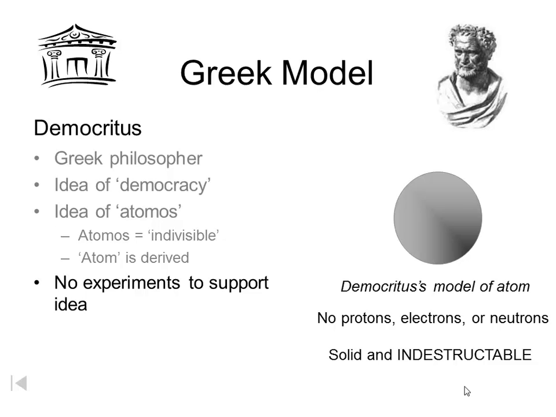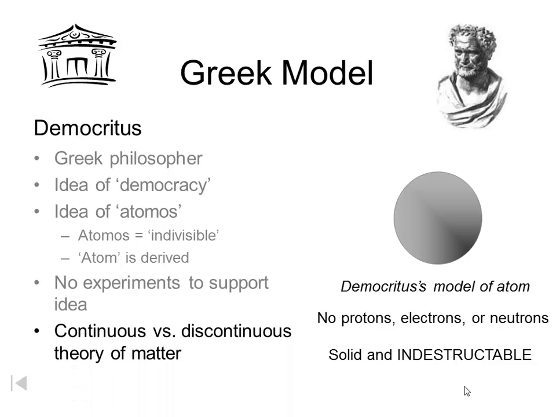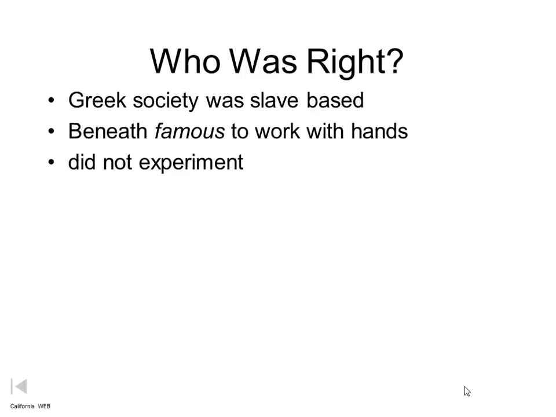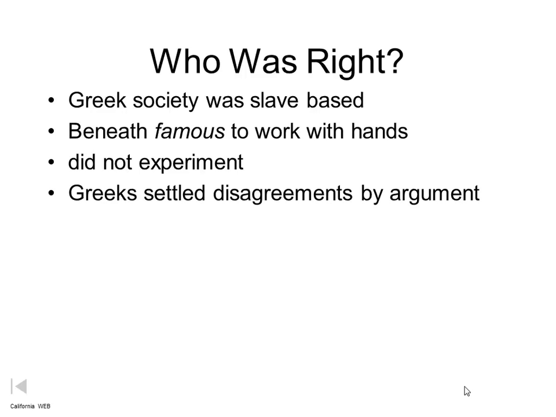There were no experiments. Back in ancient Greece, what did they do? They debated. They talked about it. Blah, blah, blah. And it wasn't a society like we are today. So they debated the continuous versus discontinuous theory of matter, and they argued. The Greek system, it was a hierarchy. So basically, if you were more popular, you were the one who was correct. That was it. Which wasn't very good, so they didn't test anything. There were no experiments. There was no science involved in this.